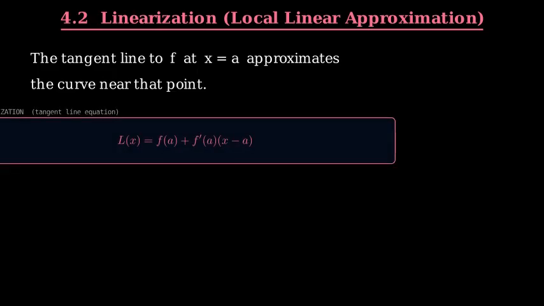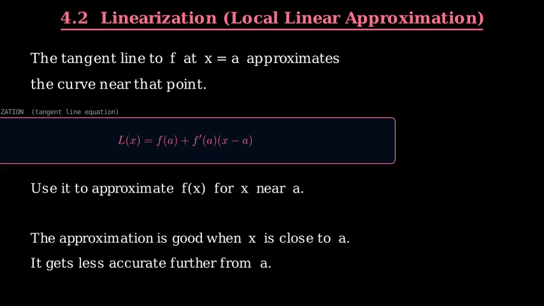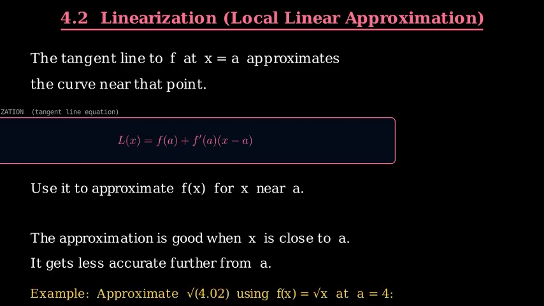Section 4.4. L'Hopital's rule. When direct substitution gives 0 over 0 or infinity over infinity, differentiate the numerator and denominator separately. The rule states, the limit as x approaches a of f of x over g of x equals the limit as x approaches a of f prime of x over g prime of x. Warning, check for an indeterminate form first. Never apply L'Hopital's rule blindly.